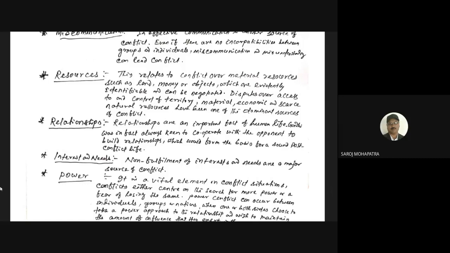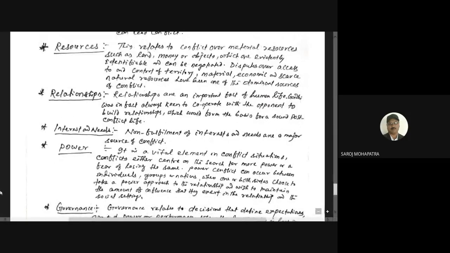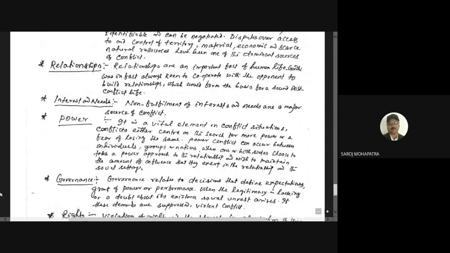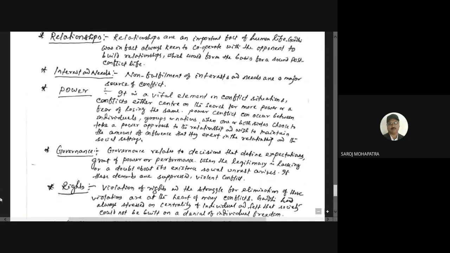Similarly, relationships are an important thing of human life. Gandhi was in fact always keen to cooperate with the opponent to build relationship, which would form the basis for a sound post-conflict life. Similarly, interest and needs.